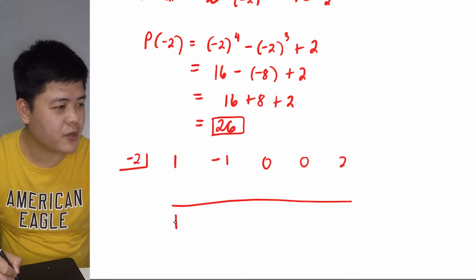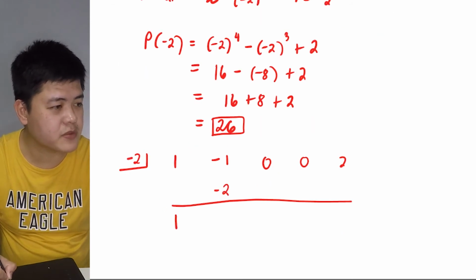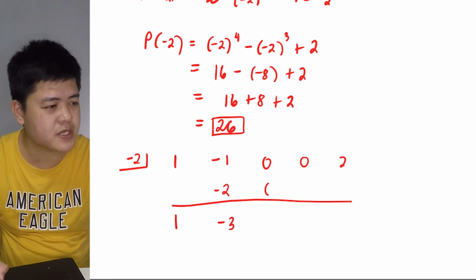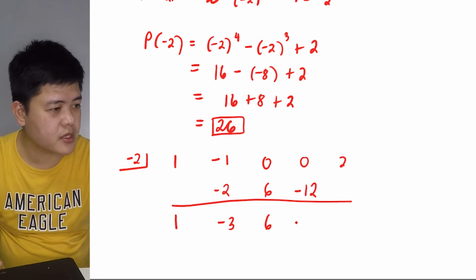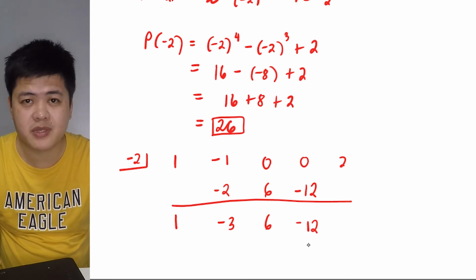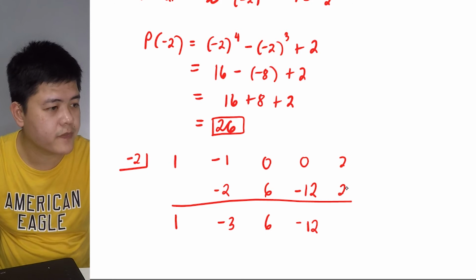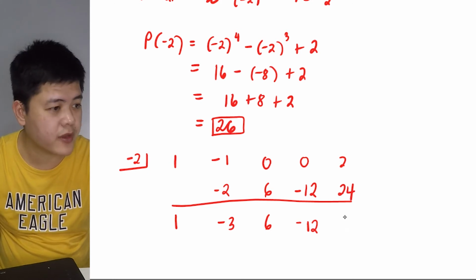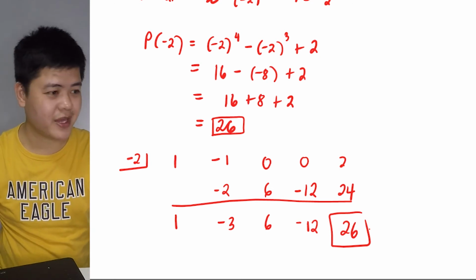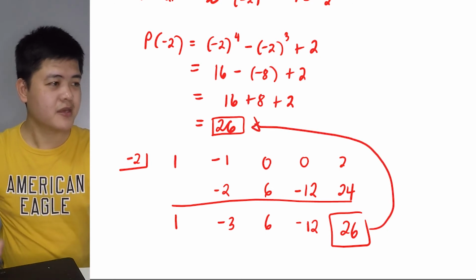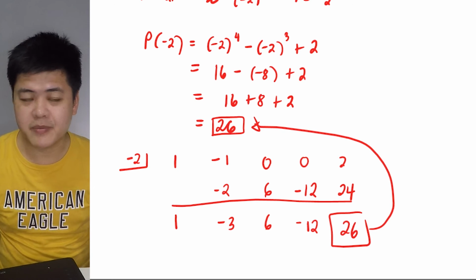So bring down 1. 1 times negative 2, that's negative 2. And then we add minus 1 to get minus 3. Minus 3 times minus 2, that's plus 6. Bring down 6. 6 times negative 2, that's minus 12. And then we'll have minus 12 here. Then minus 12 times negative 2, that's plus 24. And then 24 plus 2, we have 26. The last number here is actually your remainder, and it verifies the remainder theorem.